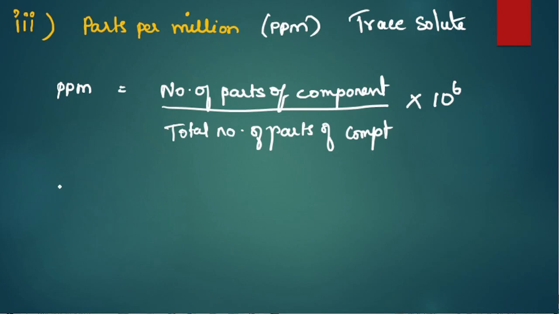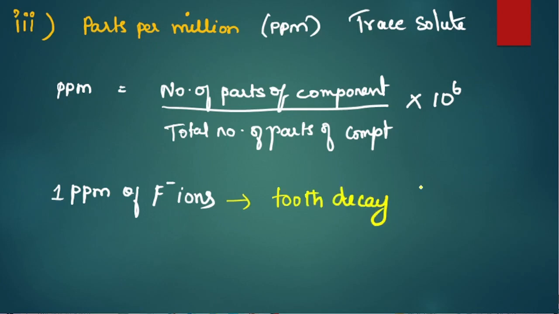When you are taking 1 ppm of fluoride ions, it is helpful for treating tooth decay. So it is useful, right? So 1 ppm of fluoride ions is much useful. It is helpful for treating the tooth decay.